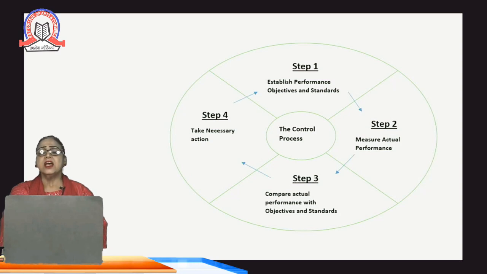After this, if there are any deviations or changes in the objectives and standards set, we have to take the necessary action under step number 4 for the purpose of correcting, rectifying, modifying or improving whatever deviations, mishaps or errors were observed while measuring this performance. So controlling is a process which is very easy. Every time we are following it, knowingly or unknowingly.